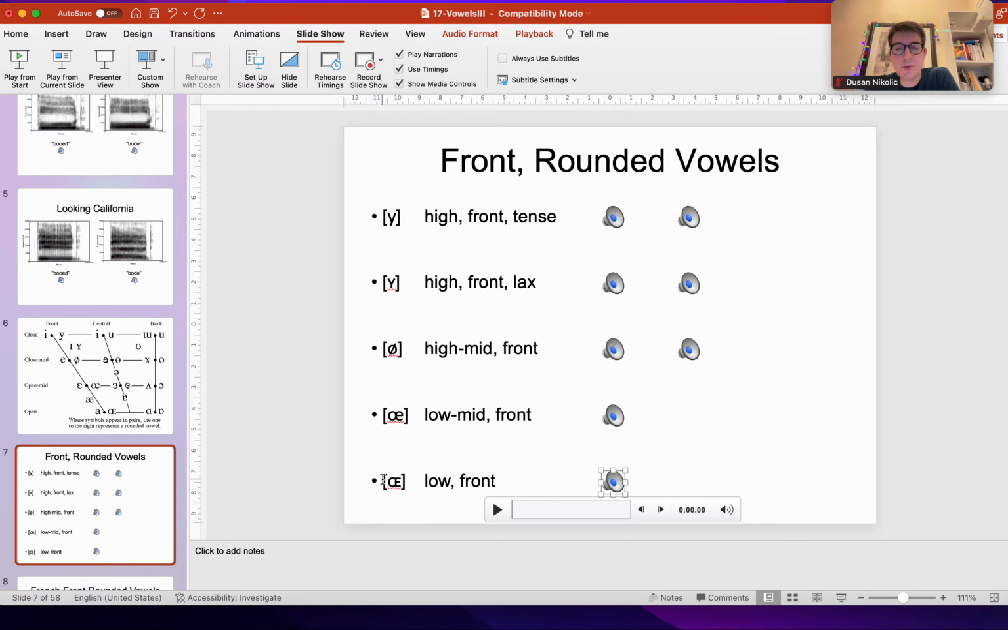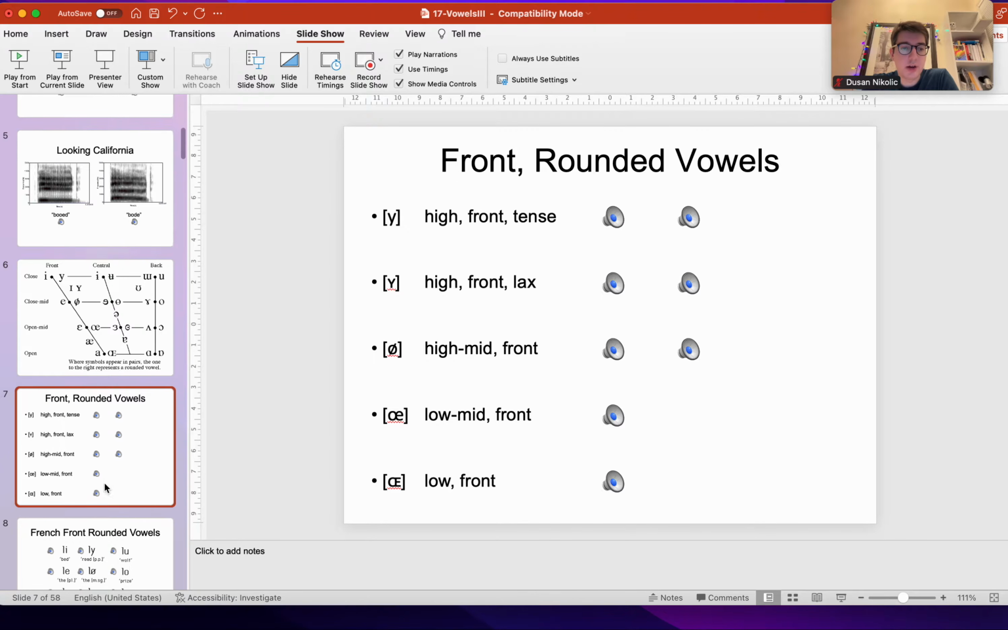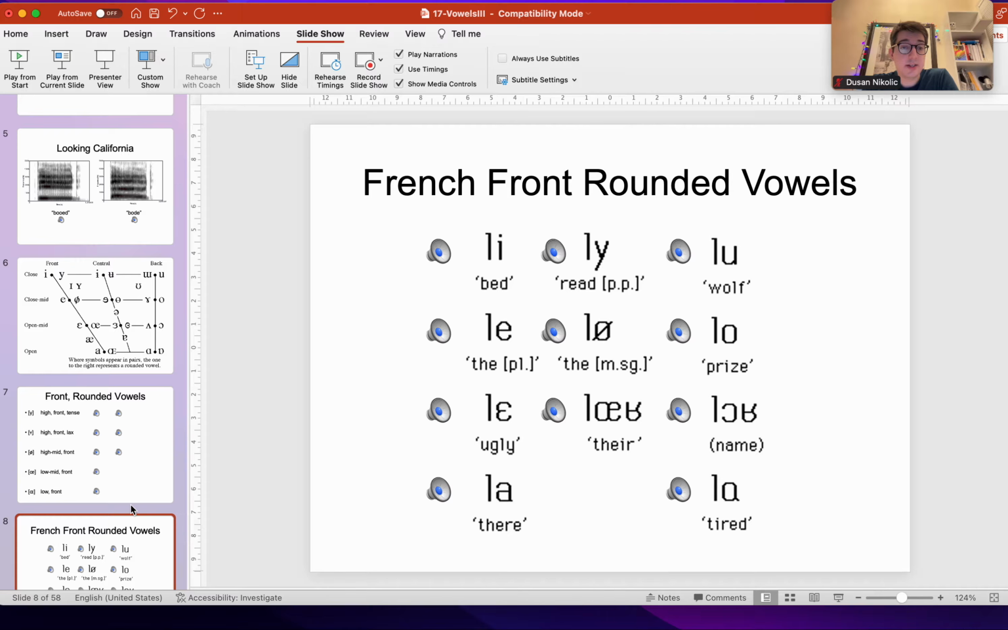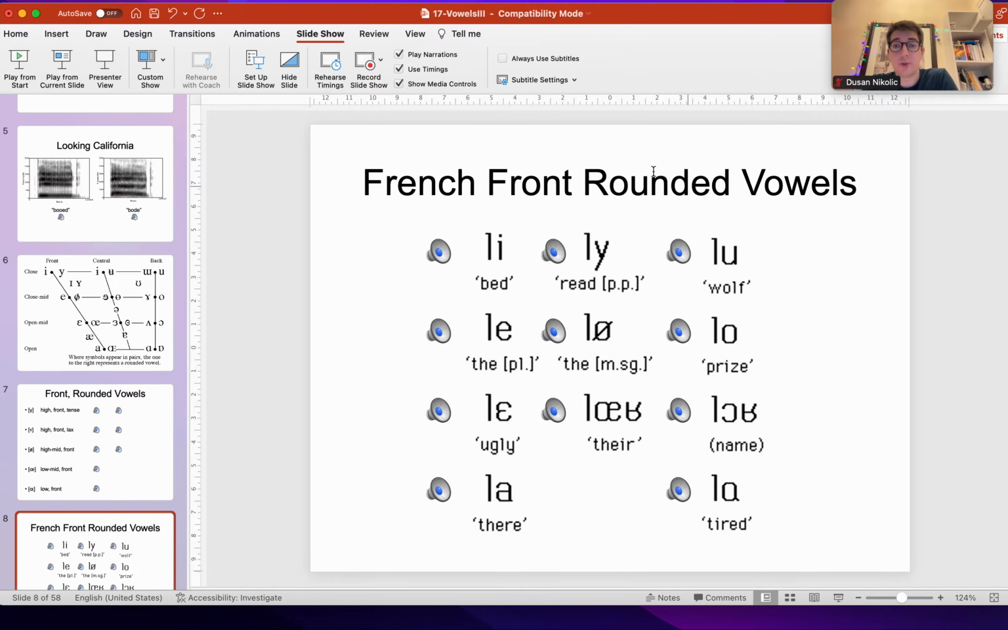And this one does not exist in any language. It is there because of Daniel Jones and his cardinal vowels. He just wanted to have a counterpart to something like that, right? But it's not attested in any of the languages in the world, right? Okay, now that you've sung along to these, we might want to take a look at French front rounded vowels.